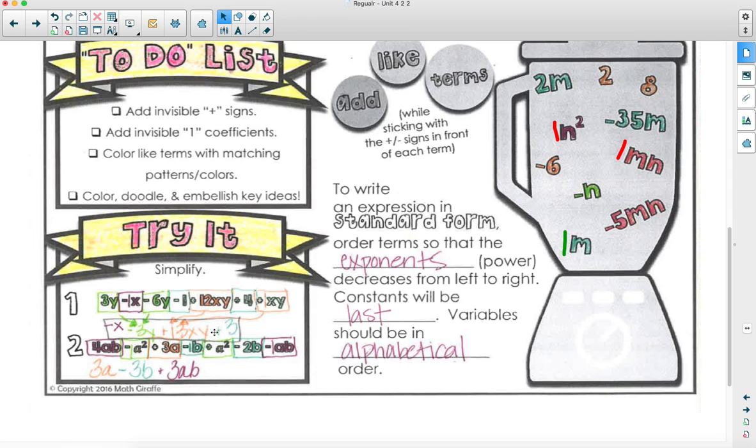And then last we write our constants. So with my constants, I had -1 plus a positive 4. -1 and positive 4, they combine to make positive 3. So at the very end of this should be your final answer. -x minus 3y plus 13xy plus 3.